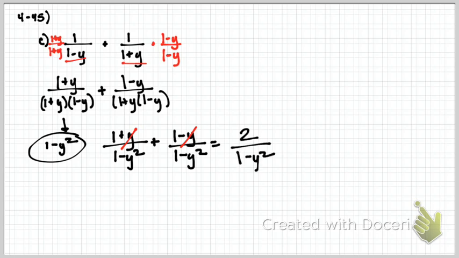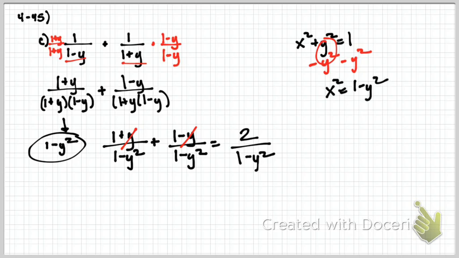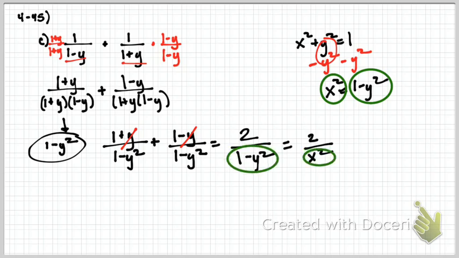So if we go back to our identity, x squared plus y squared equals 1, we need to get 1 minus y squared together. So we're subtracting y squared. You get x squared equals 1 minus y squared. This will be 2 over x squared. Since these two are equal, we can substitute. There's my answer, 2 over x squared in terms of x.